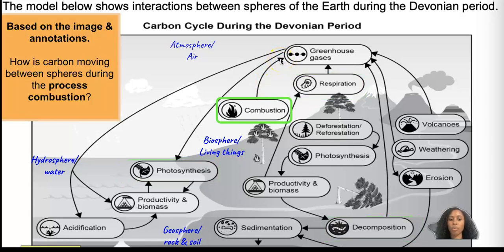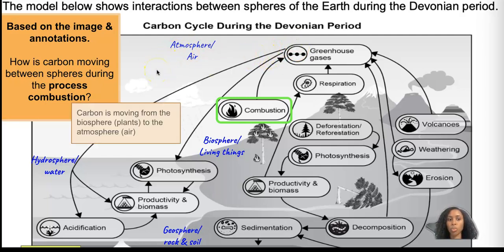So let's start off with combustion. Based on our image and these annotations, let's think about how is carbon moving through the spheres during this process. So I'm going to take a look at combustion here. And if I follow the arrow, I can see it's starting from the trees, which is the biosphere, to greenhouse gases in the air, which is the atmosphere. So we can see clearly here that carbon is moving from the biosphere to the atmosphere.